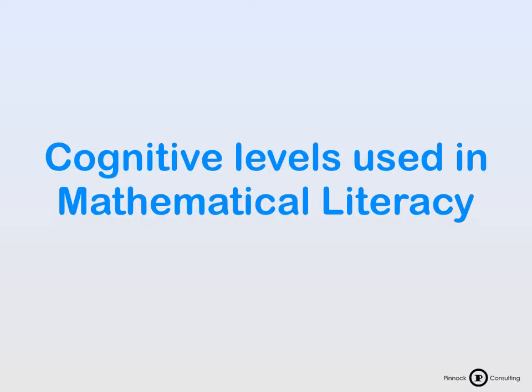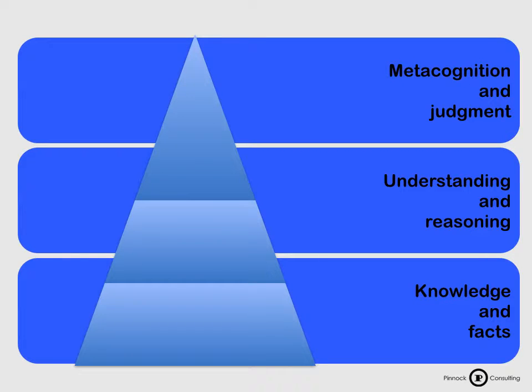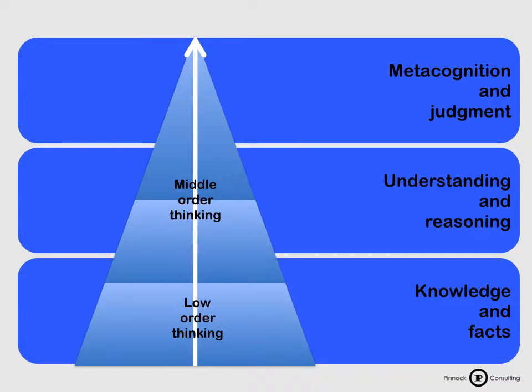Although cognitive levels are used throughout all subjects, in all our teaching and assessment, and even for all age groups, many subjects have interpreted those cognitive levels specifically for their subject matter. Mathematical literacy has used those three basic levels: knowledge and facts, which is your lower order thinking, understanding and reasoning, your middle order thinking, and then the highest order, which is your reflection on your own thoughts and your judgment. They've interpreted that into 4 levels that are appropriate for the skills needed for mathematical literacy.